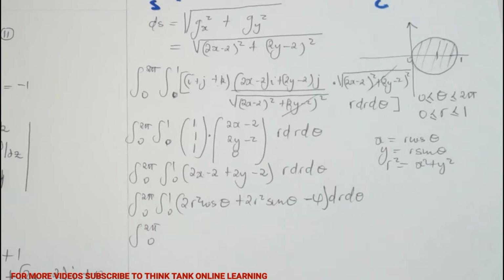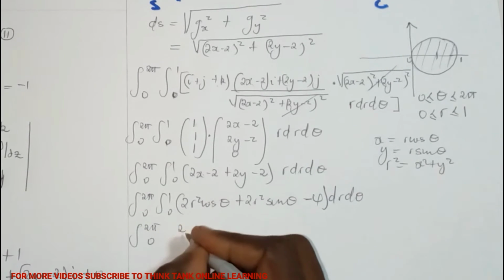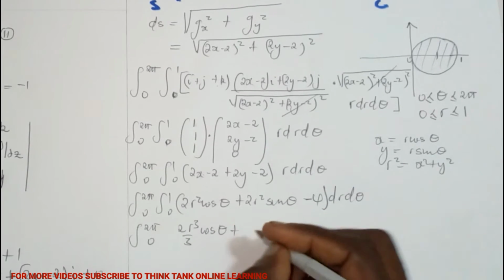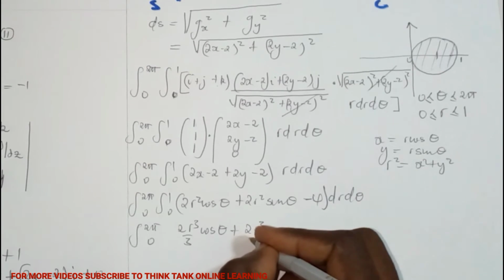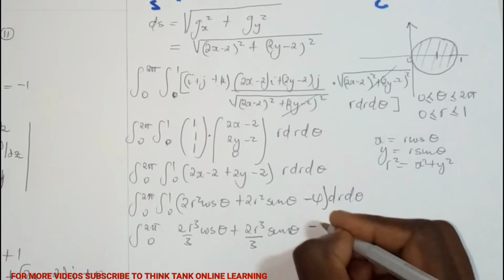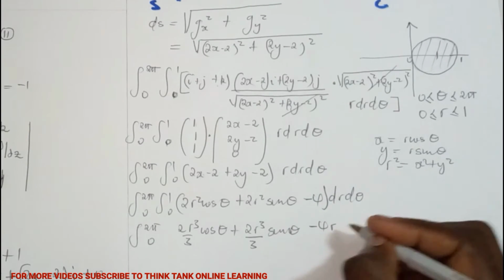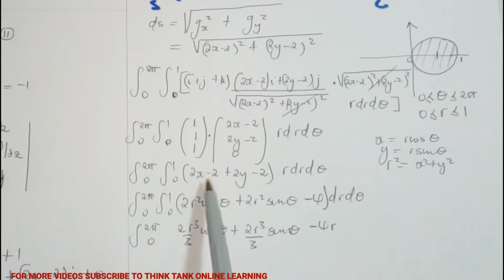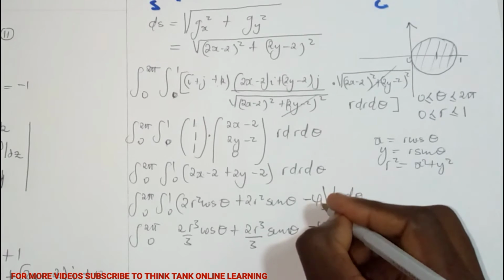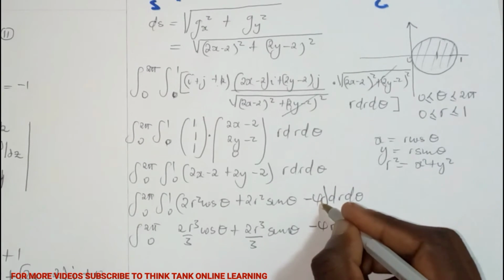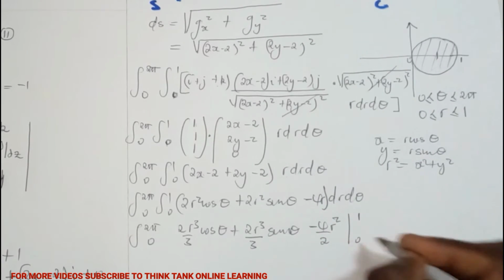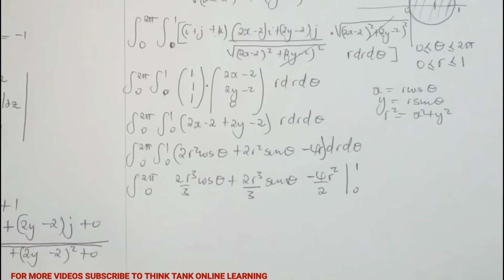From 0 to 2 pi, this is going to be 2r to the power 3 over 3 cos theta plus 2r to the power 3 over 3 sin theta minus 4r. We have negative 2 and negative 2 times r, so this was supposed to be 4r. If we integrate 4r with respect to r, it's going to be 4r squared over 2, from 0 to 1. And now we're going to just say upper bound minus lower bound.